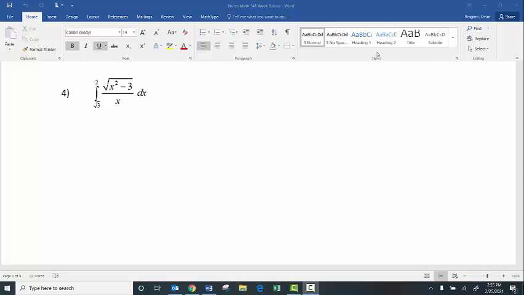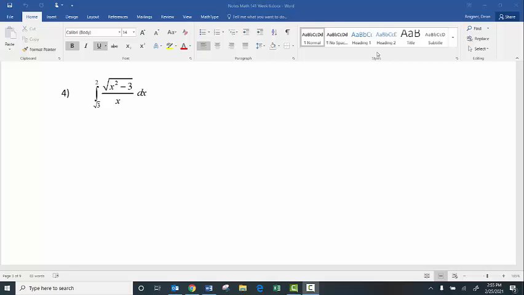Number 4 is another trig substitution problem. This one, if you look at the top, you have the square root of x squared minus 3, and on the bottom you have x. And then this problem's a little different because we have some numbers there. So this is what's called a definite integral. We're going to have a kind of an answer associated with this, a number answer, if you will.